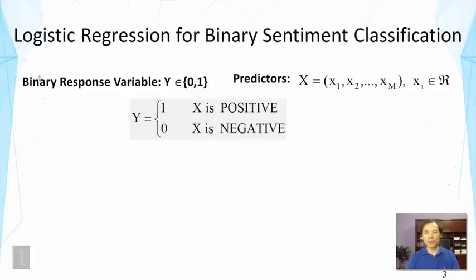So the predictors are represented as x, and these are the features, and there are m features altogether. Each feature value is a real number, and this can be a representation of a text document, right? And the y has two values, a binary response variable, 0 or 1. 1 means x is positive, 0 means x is negative. And then, of course, this is a standard two-category categorization problem. We can apply logistic regression.